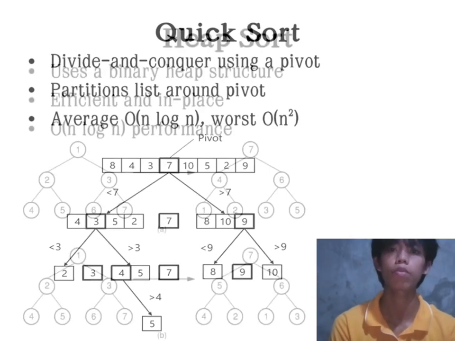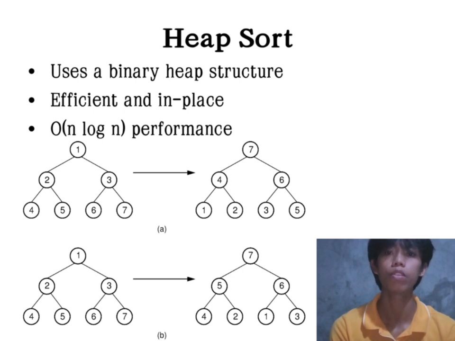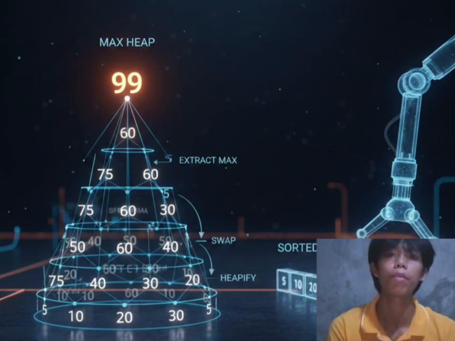And for the last one, we have heap sort. Heap sort is a fast in-place sorting algorithm that uses a special tree structure called a heap. First, we turn the list into a max heap, where every parent is larger than its children, ensuring the biggest number sits at the root.